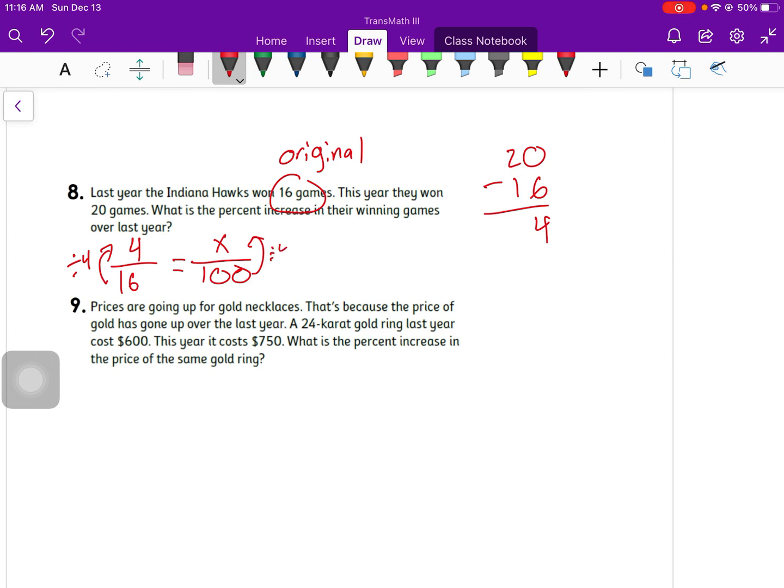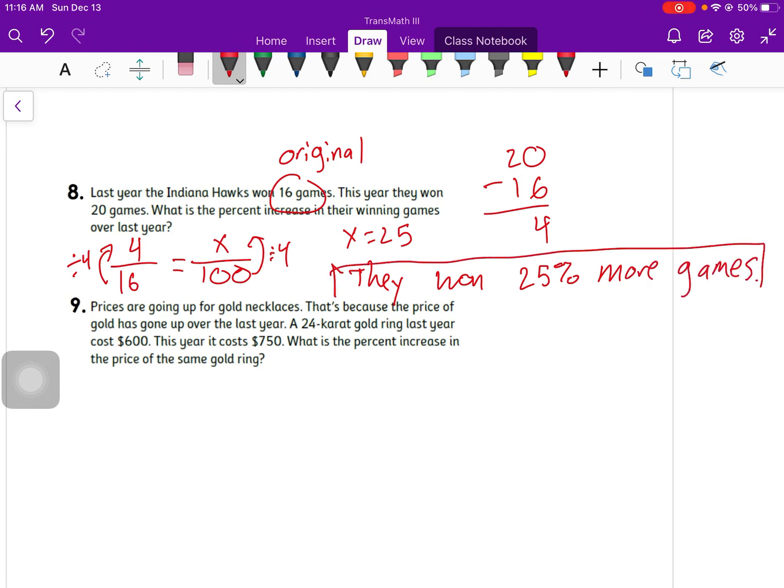I'm going to divide by 4 again to get x equals 25. The percent increase in their winning games was 25%, or they won 25% more games. There's another way to say that. The most common mistake here is going to be putting 20 right here. 16 is the original. We always go over the original, not the biggest number.